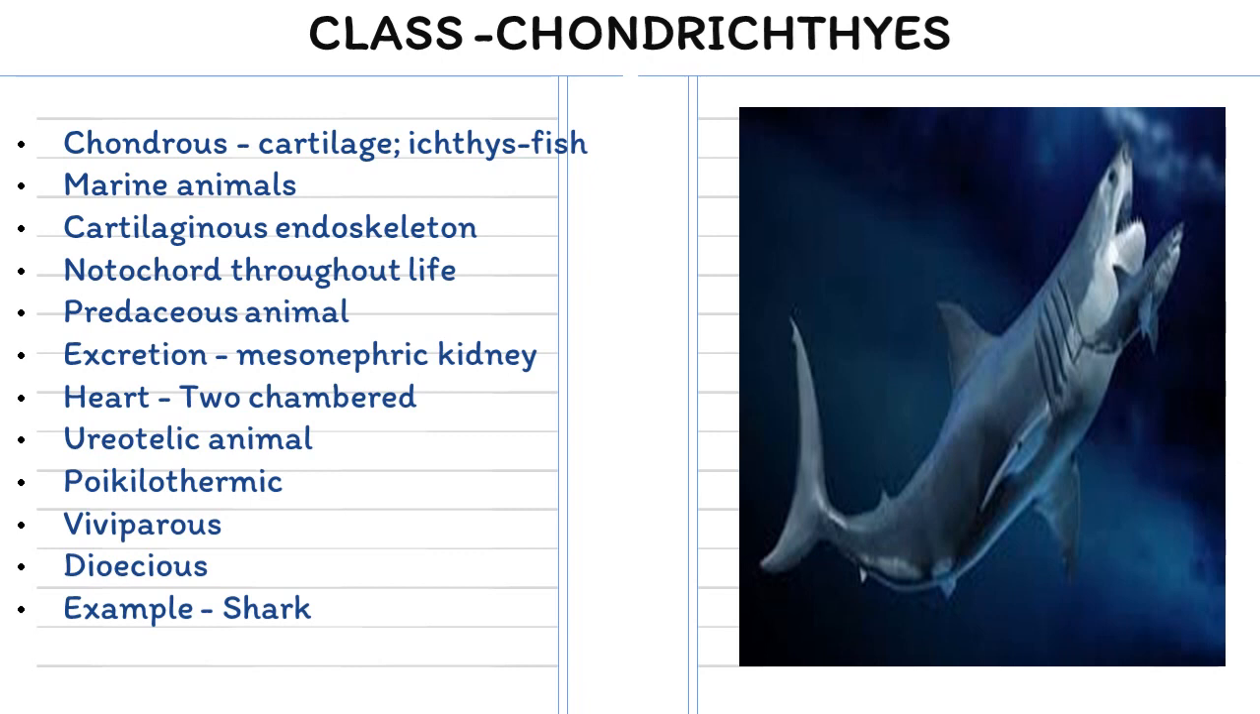Okay. Then it is a viviparous one. So what is the difference between oviparous and viviparous? Oviparous means these animals lay eggs, but viviparous means the animals give birth to young ones. Right? Okay. And the next one is dioecious. Of course, we know male and female are separate organisms. That is dioecious type. Okay. The best example is shark. Clear?